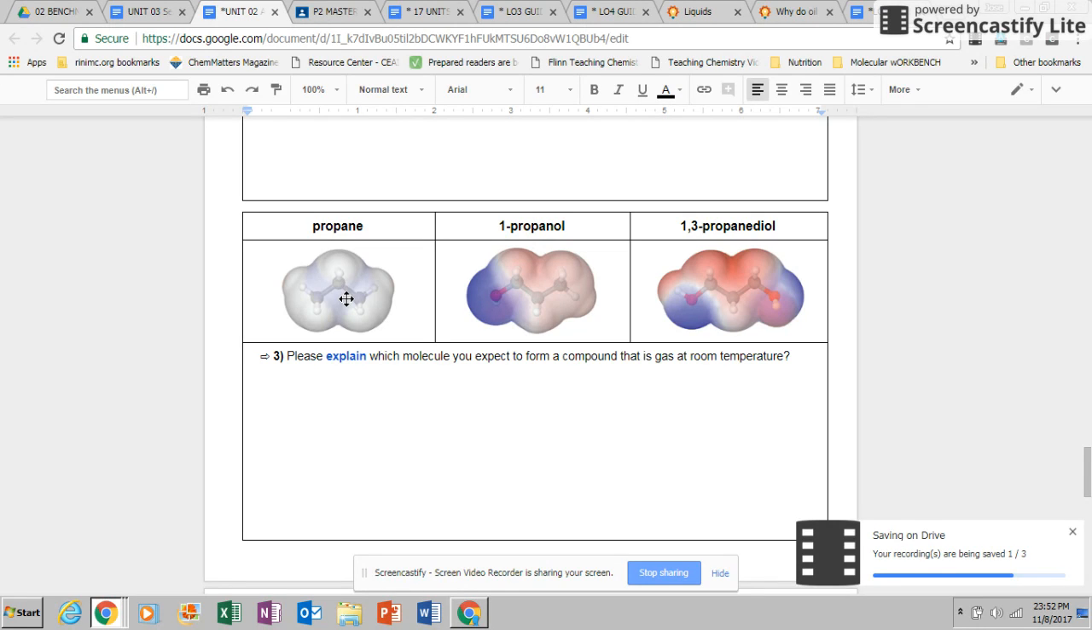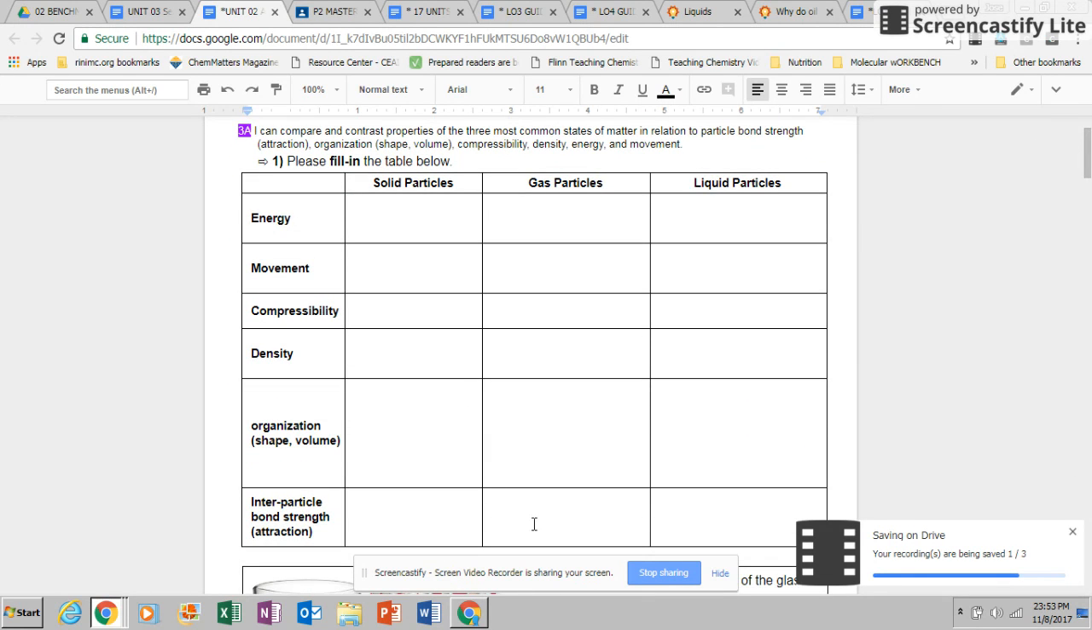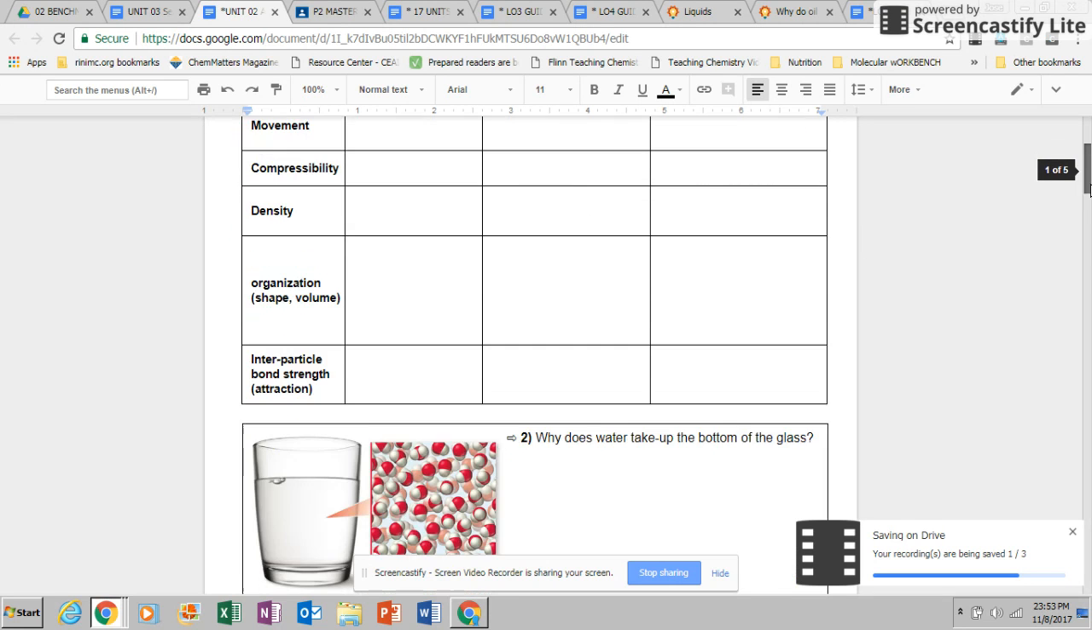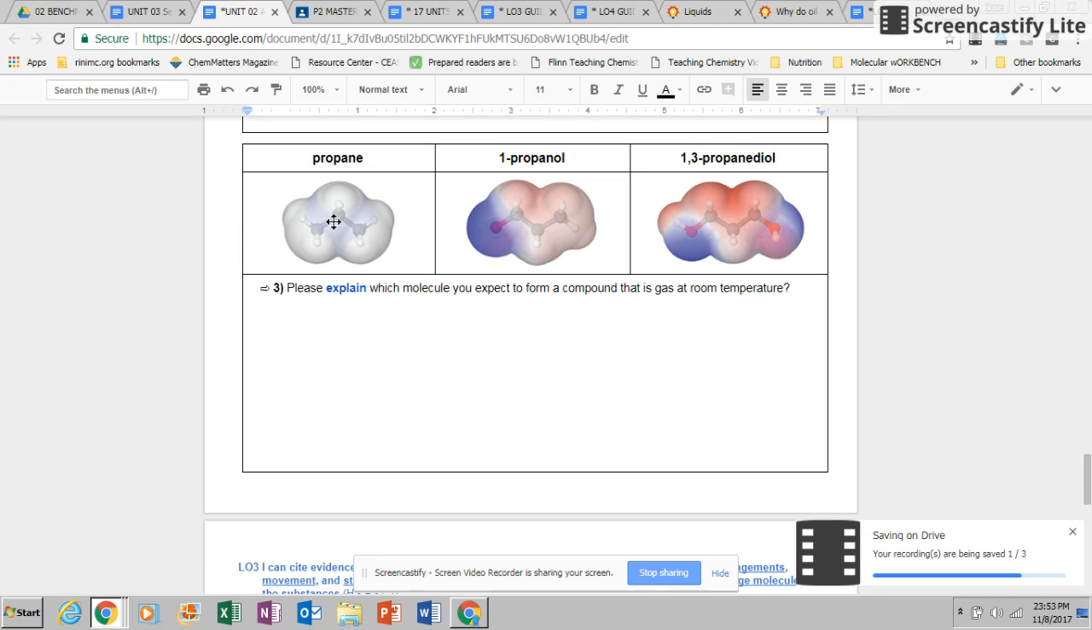So propane has no permanent charge, no blue or red electrostatic cloud or mapping on it. So it will definitely boil a lot faster, or it's very likely to be a gas at low temperature, like room temperature. And if we go back here, gases have very low attraction. So low attraction means you're likely to have a gas, and if you don't have a charge, attraction is going to be low.